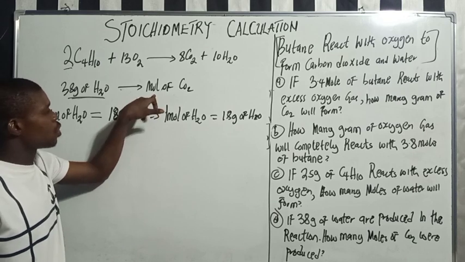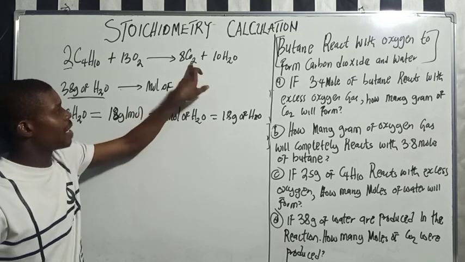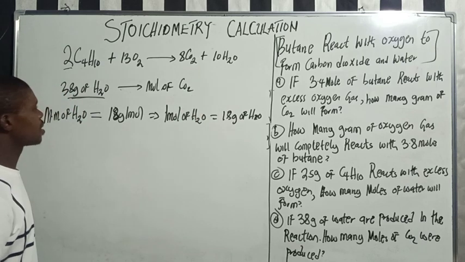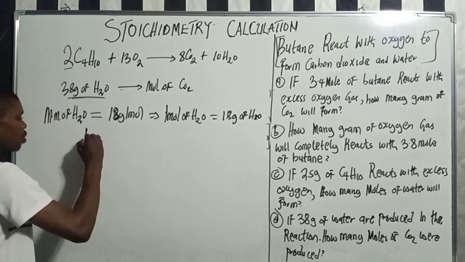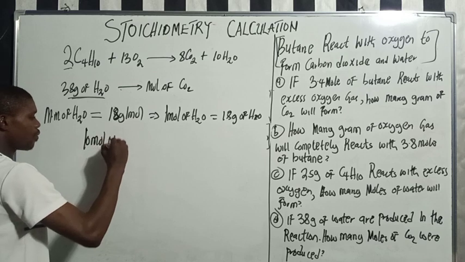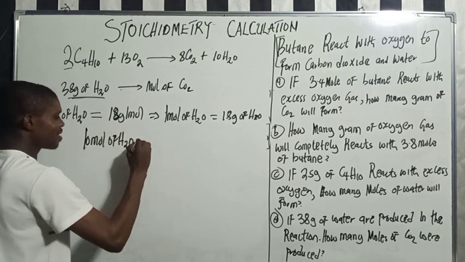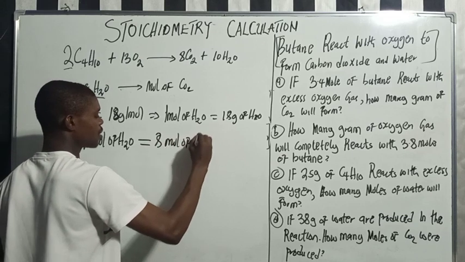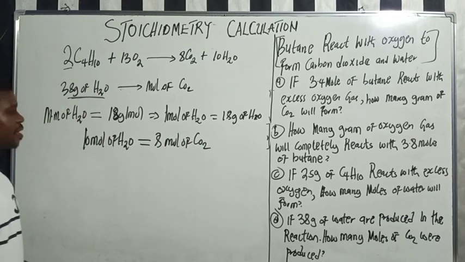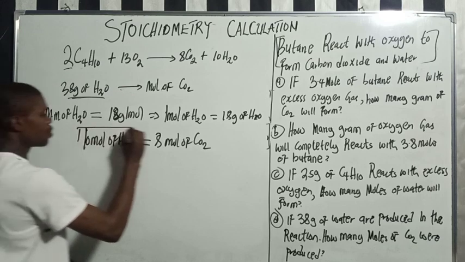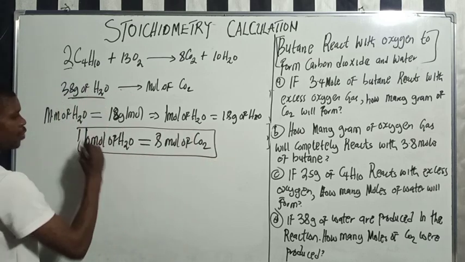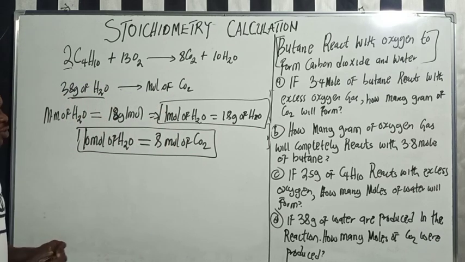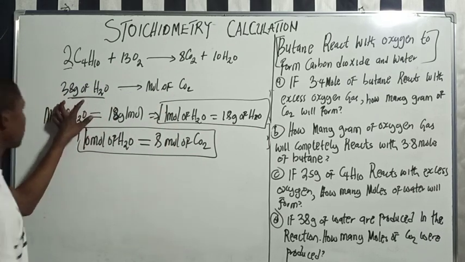Now, because they say we should convert to moles of CO2, I want to look at the balanced equation, the relation between the two of them. So 10 moles of H2O is equal to 8 moles of CO2. So these are the two relationships I'm using in the calculation. Once I know the two of them, it's very easy. Remember, I'm starting with this one here.